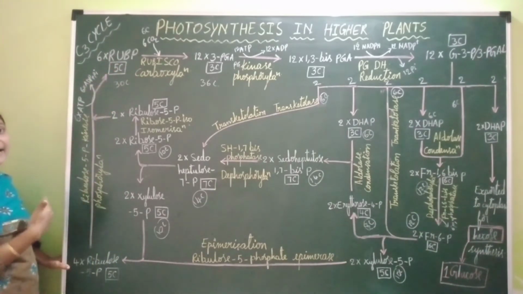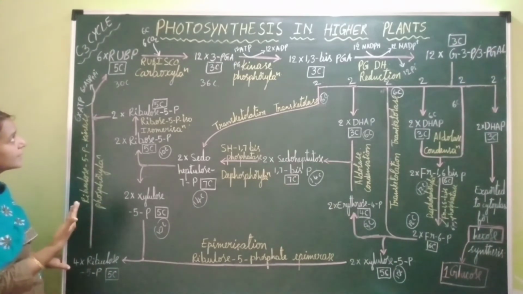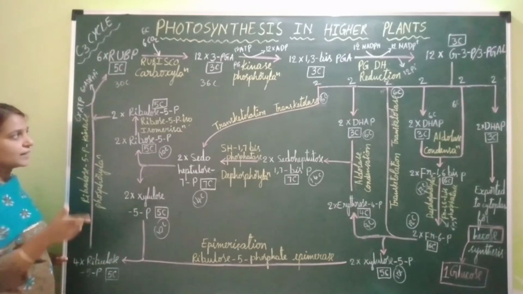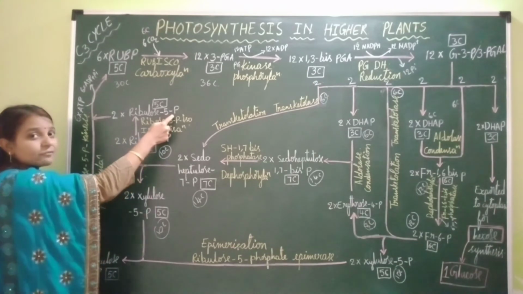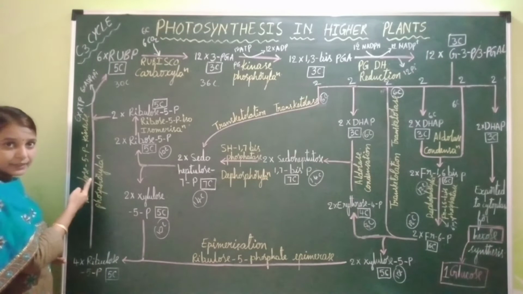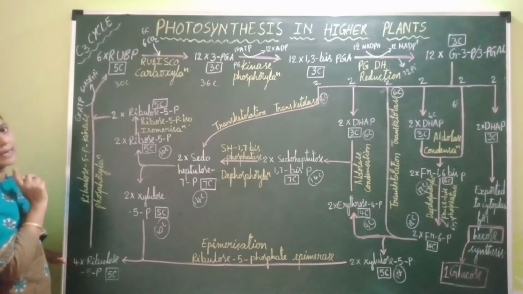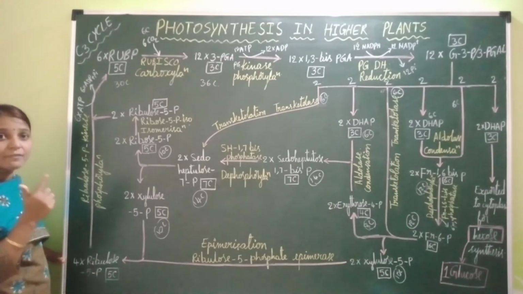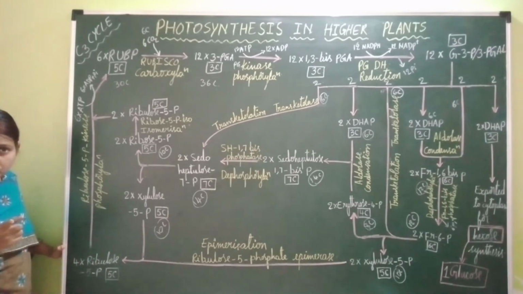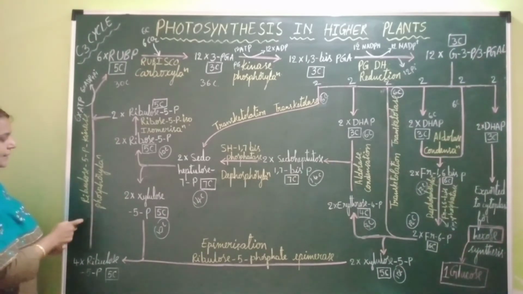What is phosphorylation? Addition of phosphate. Where this new phosphate is added? So what is RuBP? RuBP is ribulose 1,5-bisphosphate. Here phosphate is already present at 5th position, 5th carbon atom. Now the new phosphate which is added through this reaction, that is phosphorylation, is added at 1st position, and hence it has become ribulose 1,5-bisphosphate. Ribulose 5-phosphate has become ribulose 1,5-bisphosphate due to the addition of one more phosphate at 1st position by the reaction phosphorylation.